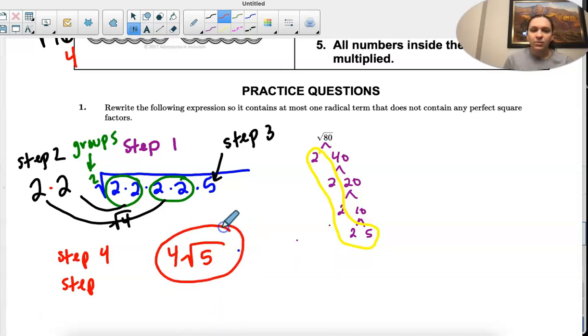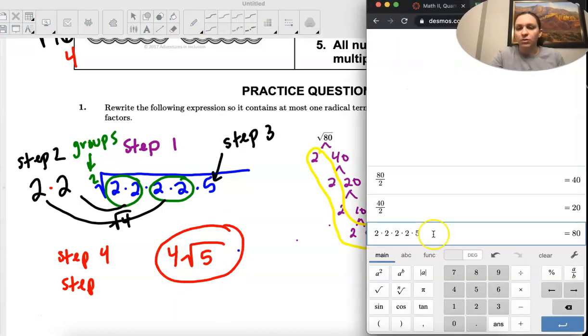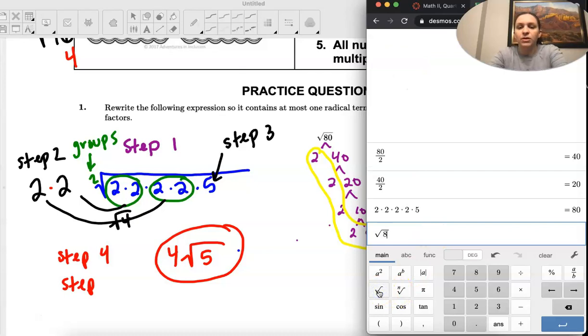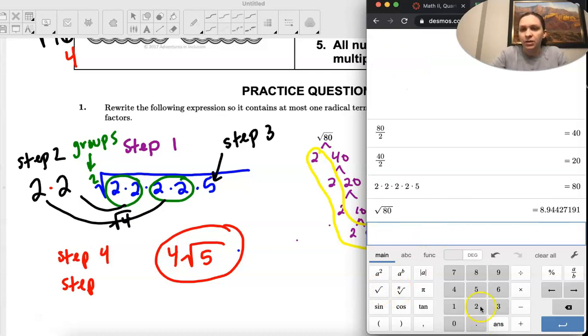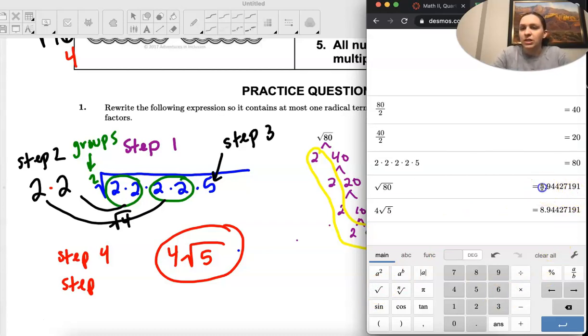So this is my answer. And I'm going to pull up Desmos just to show you. We took the square root of 80 and we simplified it into 4 square roots of 5. So I want you to notice that these are the same numbers. Okay, it's like reducing a fraction. We didn't change the value. All we did was rewrite it a different way.